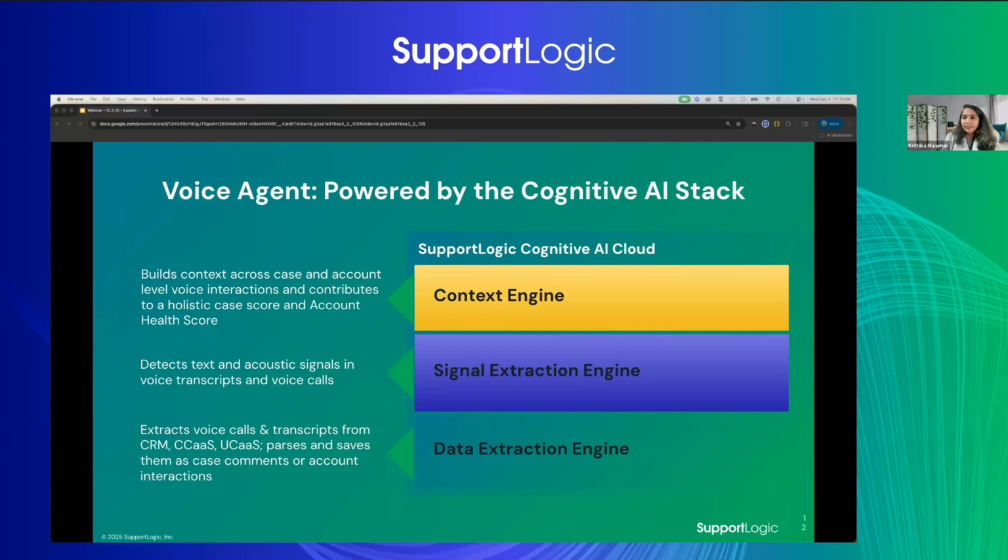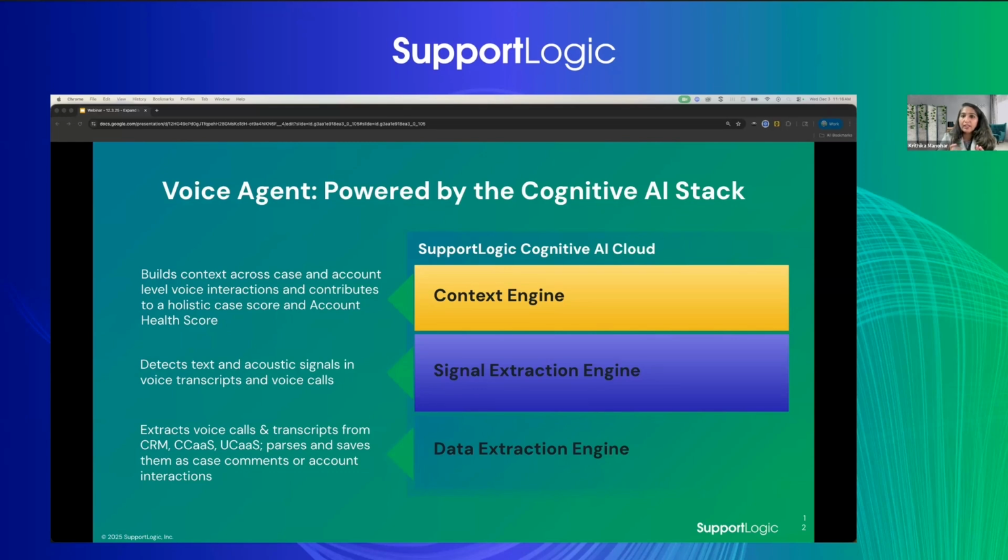Now, once the data is in there, we leverage the signal extraction engine. The signal extraction engine is built using a lot of custom AI models that we have, and it is able to detect very nuanced signals, which are very domain specific. And now this is further tuned to support voice interactions. Voice interactions are going to be different compared to a typical case conversation, where it's going to be probably choppy back and forth.